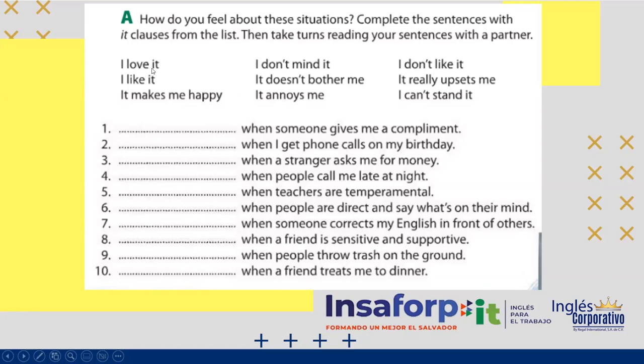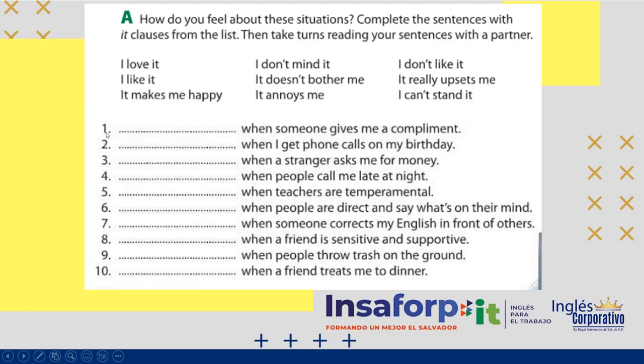For example, I love it. I like it. It makes me happy. I don't mind it. It doesn't bother me. It annoys me. I don't like it. It really upsets me. I can't stand it. Okay, estas son reacciones. These are reactions to express how we feel when something happens or when someone does something, whether you like it or not, you are going to react. What's the way to react? Vamos a decir, cuando expresamos lo que nos gusta, de cuando alguien hace algo o una cosa sucede, tenemos estas reacciones.